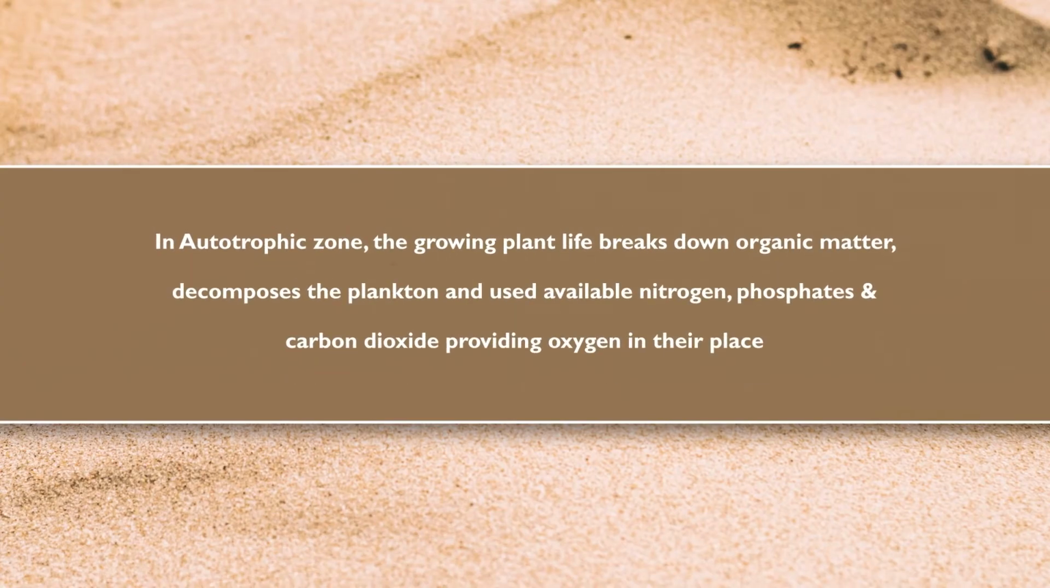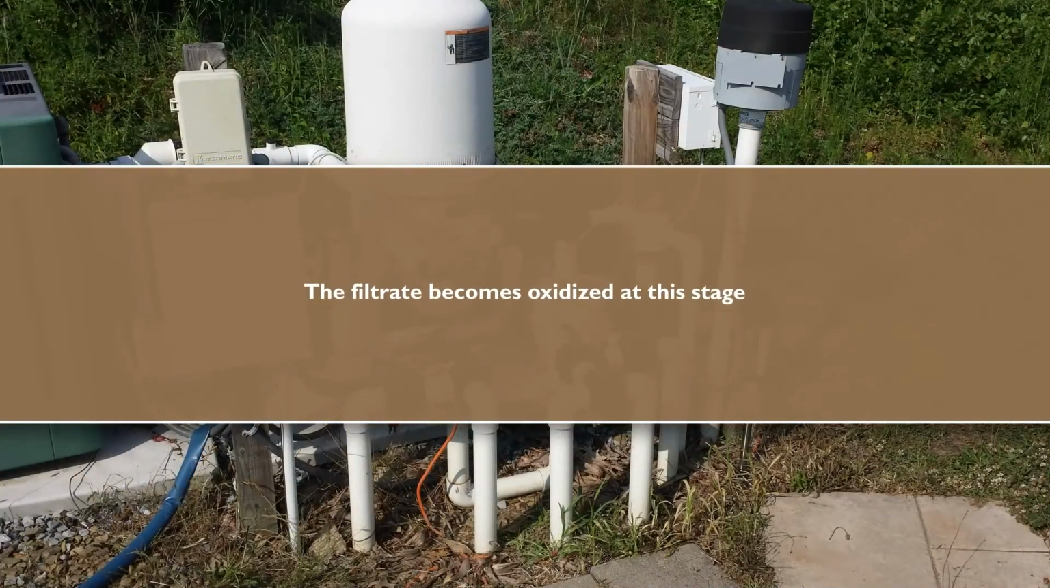The autotrophic zone is a few millimeters below the schmutzdecke. In this zone, the growing plant life breaks down organic matter, decomposes the plankton, and uses available nitrogen, phosphorus, and carbon dioxide, providing oxygen in their place. The filtrate becomes oxidized at this stage.